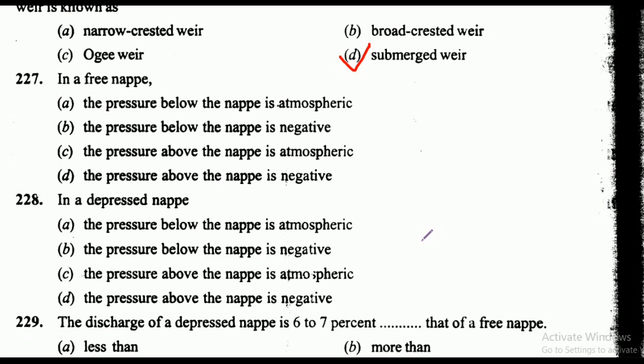Next is question number 227. In a free nappe, here, friends, these are the options, and here the correct answer is option A, that is in a free nappe the pressure below the nappe is atmospheric. Next, in a depressed nappe. Here, friends, these are the options, and here the correct answer is option B, that is in a depressed nappe the pressure below the nappe is negative.